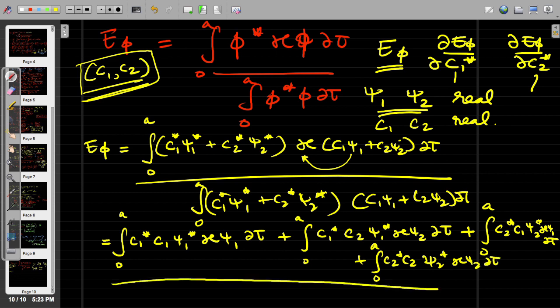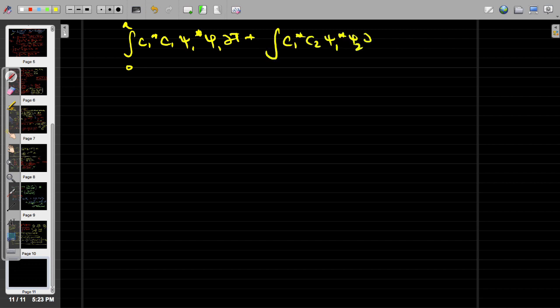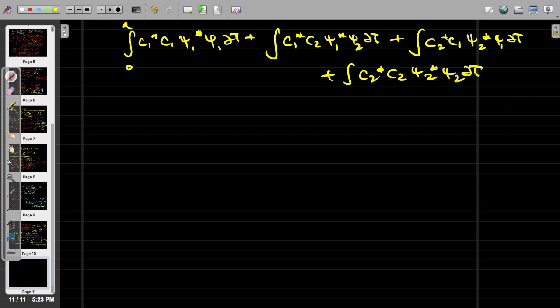The whole divided by, probably I should write the denominator on the next page. The denominator is going to be 0 to a C1 star C1 psi 1 star psi 1 d tau plus C1 star C2 psi 1 star psi 2 d tau plus C2 star C1 psi 2 star psi 1 d tau plus integral C2 star C2 psi 2 star psi 2 d tau.